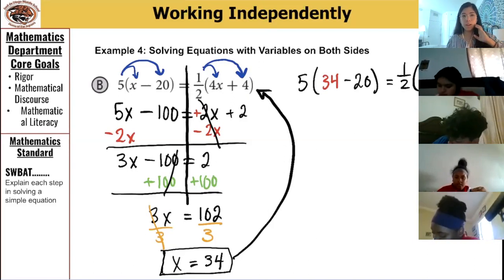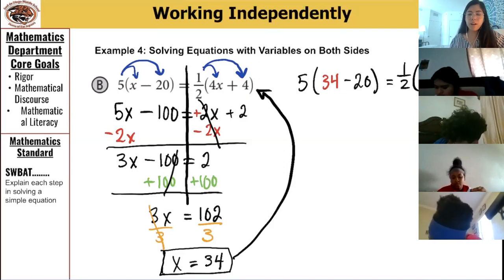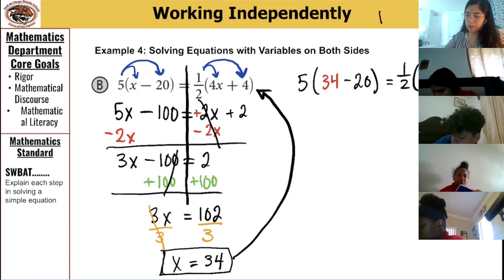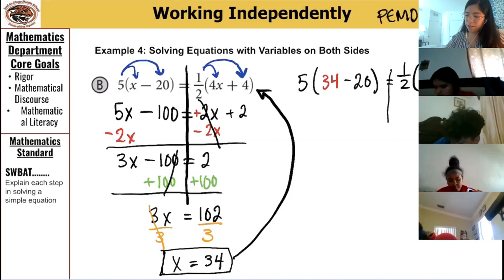So we're going to check our work, and if you get the same answer on the left side and the right side, that's how you know you're correct. I'm going to start with my left side. This is where we're going to use PEMDAS, by the way. PEMDAS is the order of operations. It's the order that you're going to take to get your answer.